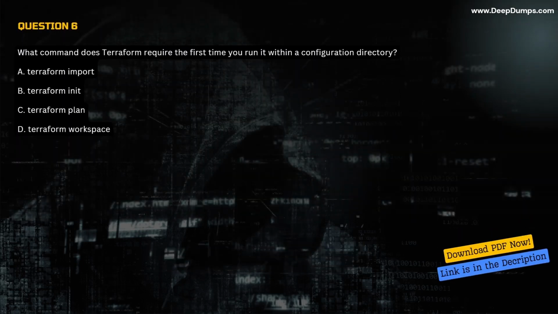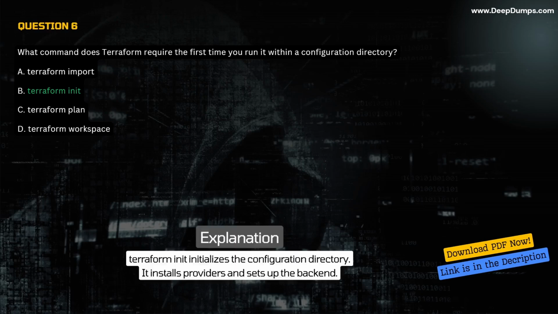Question 6. What command does Terraform require the first time you run it within a configuration directory? A. Terraform import. B. Terraform init. C. Terraform plan. D. Terraform workspace. Correct answer B. Terraform init. Explanation: Terraform init initializes the configuration directory. It installs providers and sets up the backend.